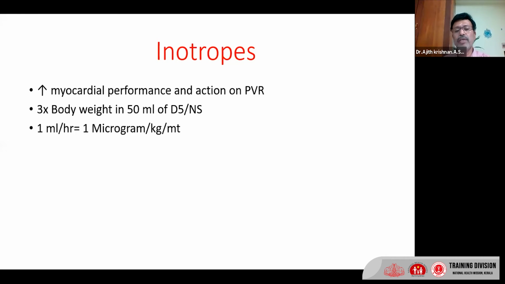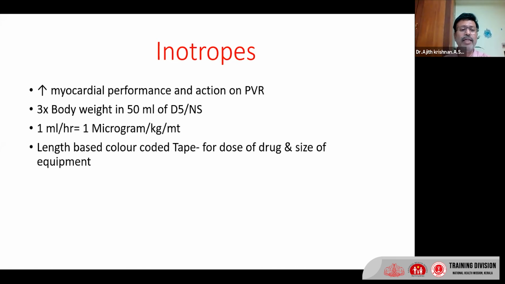There is also the length based, color coded tape. Sometimes you may not be able to measure the weight of a child who has come very sick, so based on the length and color coded tape, you have a ready reckoner. You can look for the dose of the drug and the size of the equipment, like the endotracheal tube. That is available with the PALS program.